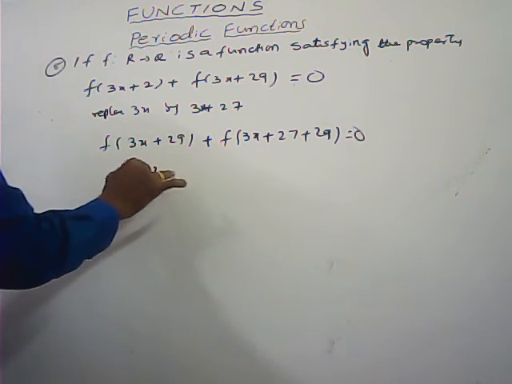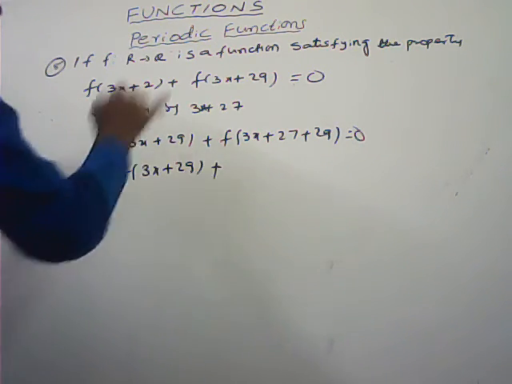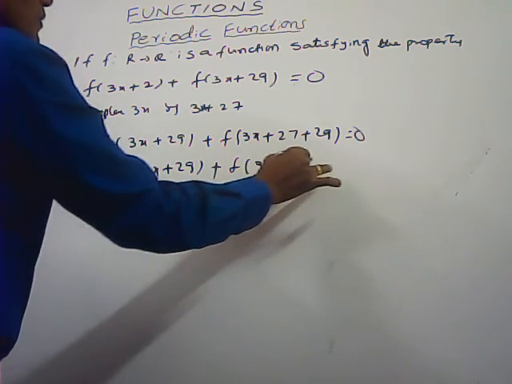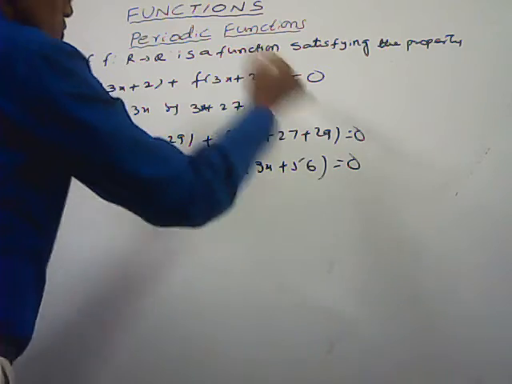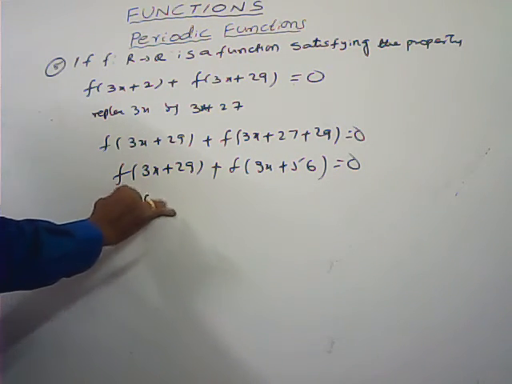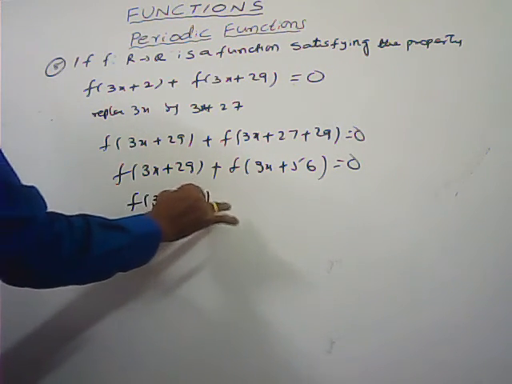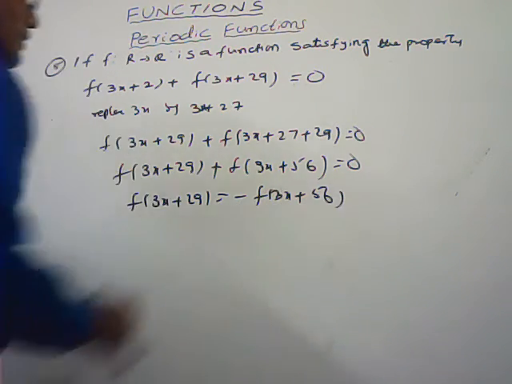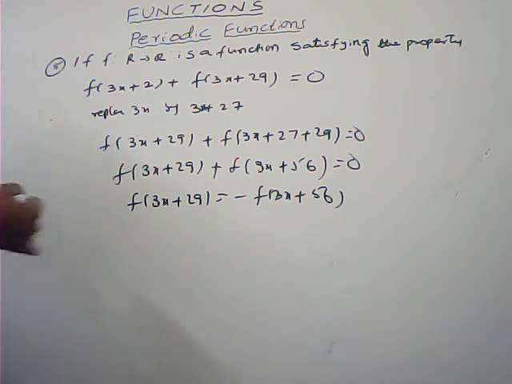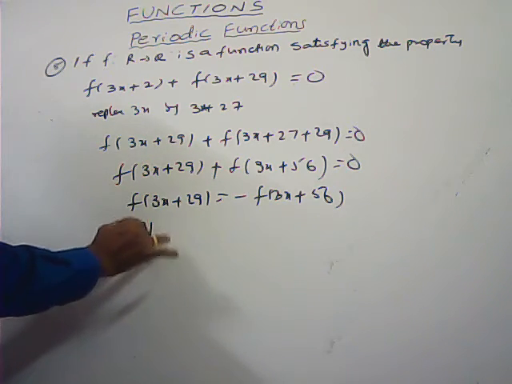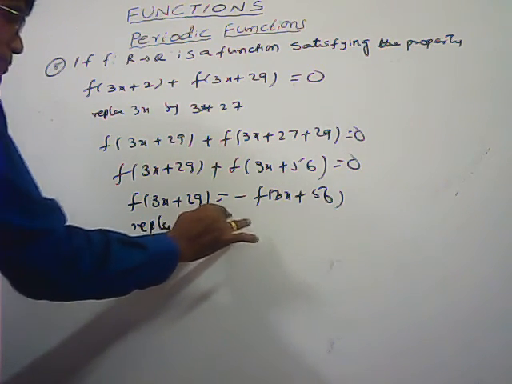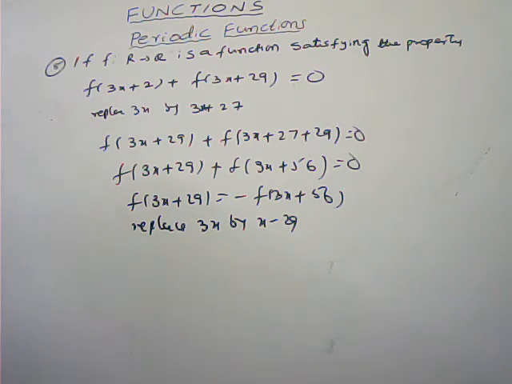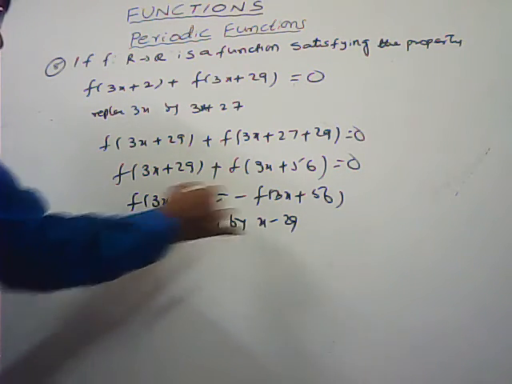f of 3x plus 29 plus, whatever this value, f of 3x plus 56 is equal to 0. Now f of 3x plus 29 is equal to minus f of 3x plus 56. Now here what I am doing, replace 3x by x minus 29. In the place of 3x you can replace x minus 29.